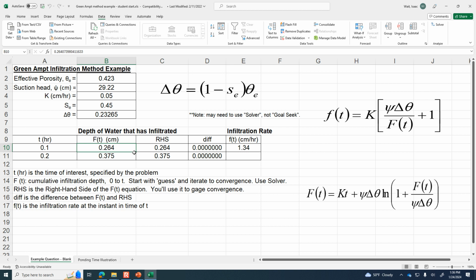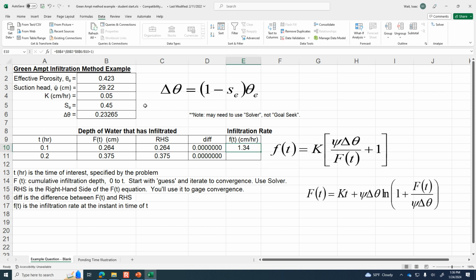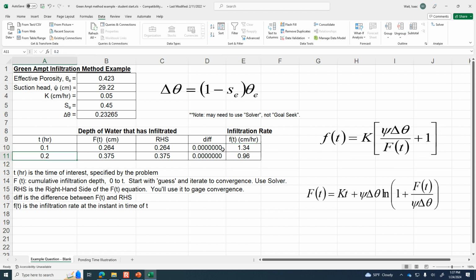centimeters. And if it was staying constant, then after 12 minutes, it would just be double that. But it's less than double, right? It looks like it's maybe 1.5 times as much, or maybe even less than that. The infiltration rate is declining. And maybe the most vivid way of seeing that is with lowercase f of t, the infiltration rate. Let me just make sure that I anchored all the references up here to the constants. It looks like I did. So I'll drag this down, and the infiltration rate after 12 minutes, 0.2 hours, is now just 0.96 centimeters per hour.